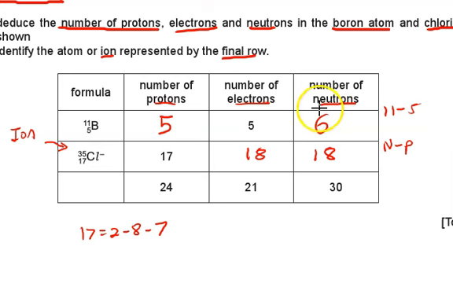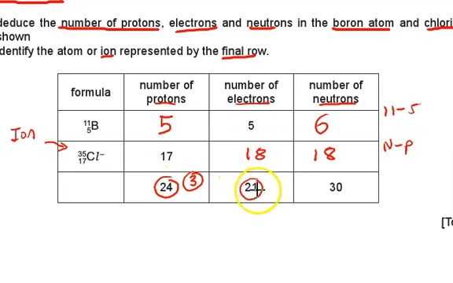Now if you look at the next one, the proton number and the electron number are not the same. So definitely the formula here will be an ion. And if you notice again, the proton has 3 more compared to the electron. So this will be something to do with a 3 positive charge.